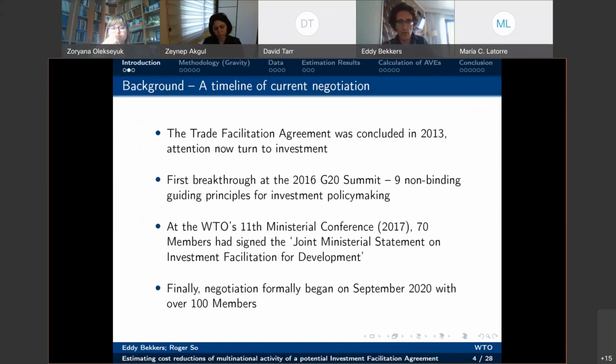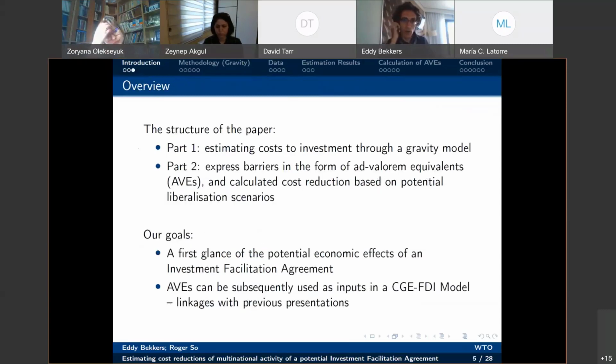So there was a breakthrough in 2016 at the G20 summit. And now there are actually negotiations, or talks, under the JSI, joint statement initiatives, in the framework of the WTO, where 70 members, and currently 170 members, started negotiating, and currently there seem to be about 100 countries talking about investment facilitation.